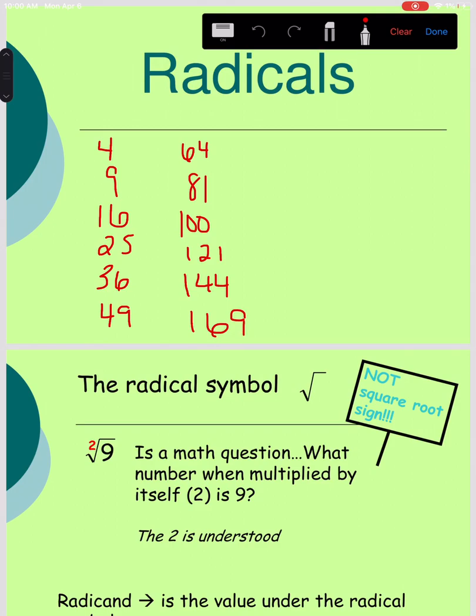14 times 14, which I can't remember off the top of my head, 196. 15 times 15 is 225, and we should be good with just those numbers. But if you needed to continue on, you would do 16 times 16, and then 17 times 17, 18 times 18. So those are our perfect squares we're working with. All right, that's it for our radicals.